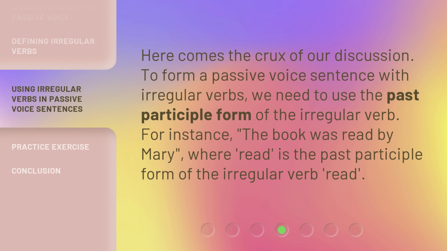Here comes the crux of our discussion. To form a passive voice sentence with irregular verbs, we need to use the past participle form of the irregular verb. For instance, the book was read by Mary, where read is the past participle form of the irregular verb read.